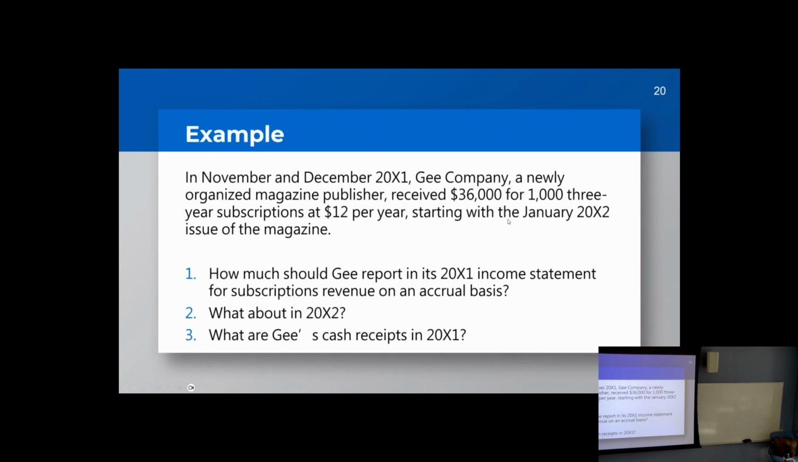All right, so looking at this example, let's say, again, dealing with the magazine, received $36,000 for 1,000 3-year subscriptions at $12 per year, starting in January. Right? How much would it report on the income statement for revenues on an accrual basis? All right, so for revenues on an accrual basis, we're just going to add the amount of value that's going to be occurring over the next year. Right? So we have the cash inflow, but again, we could recognize this revenue on an accrual basis and just break it up into those additional years. Right? And if this is over a 2-year period, then the remainder of that revenue would be recognized in the last year.